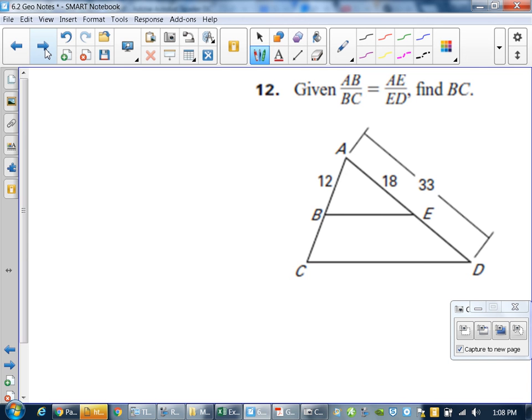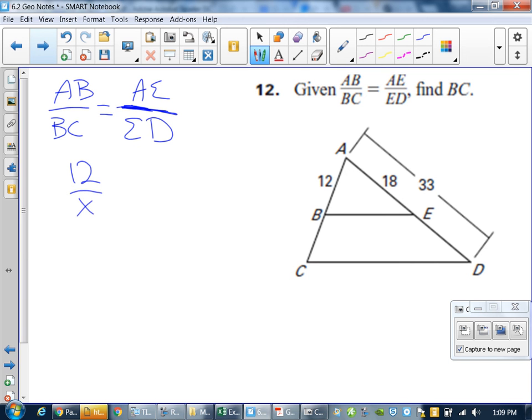From here, then, it's a matter of filling in blanks. They're telling you, hey, AB over BC is AE over ED. When you fill in the blanks of this, what's AB? 12. BC is I don't know. AE is 18. But what's ED then? 15. See how they added that one extra step for you? They gave you the whole segment, figure out the other part. It looks suspiciously a lot like segment addition stuff that we've done.